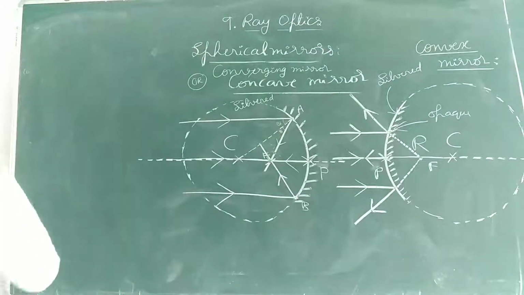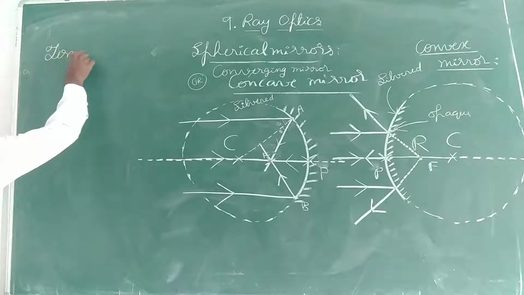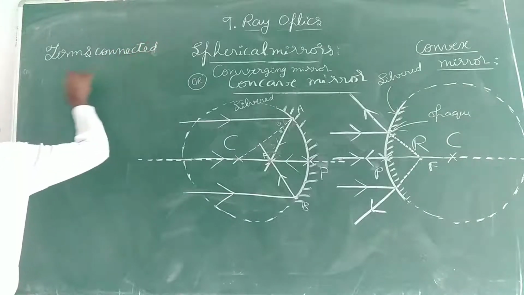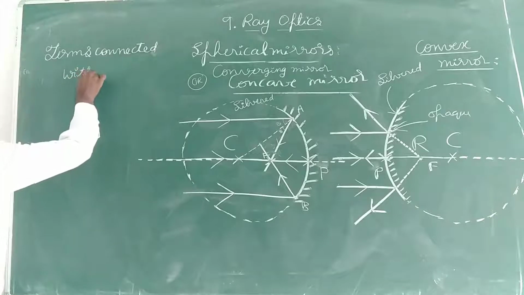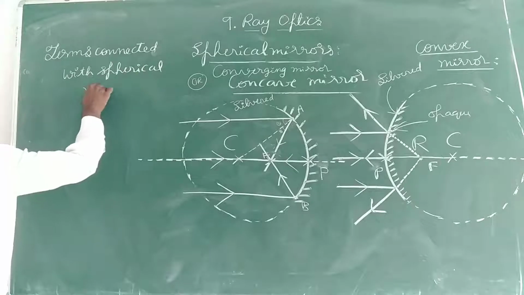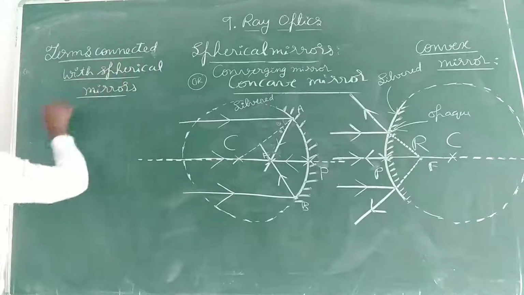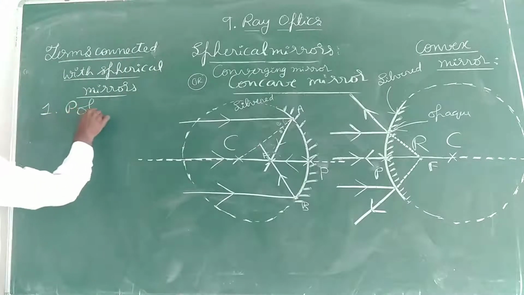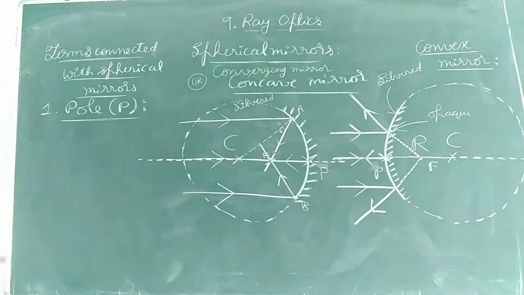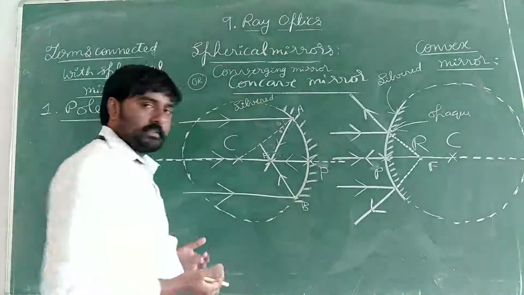The terms connected with spherical mirrors are very important. The first term is pole, and the symbol is P. What is the meaning of pole? Pole is the center of a reflecting spherical surface.